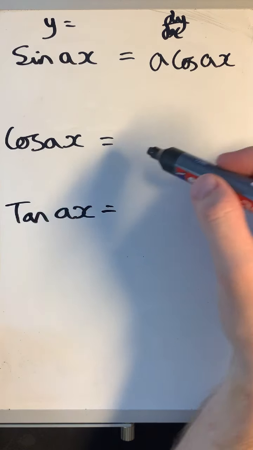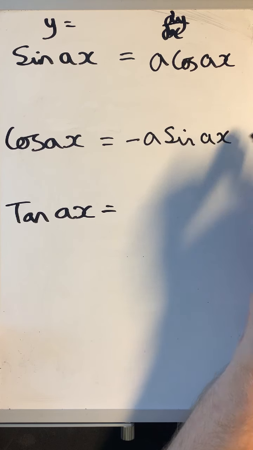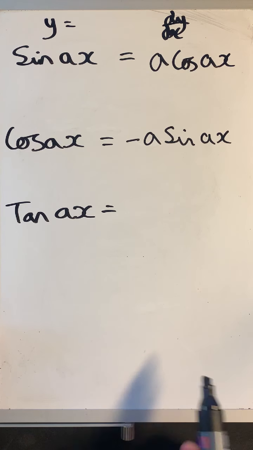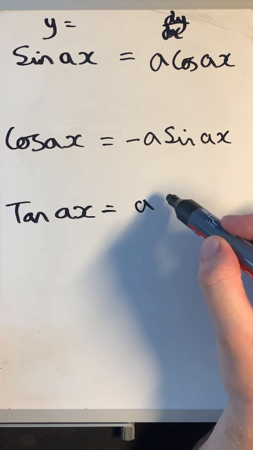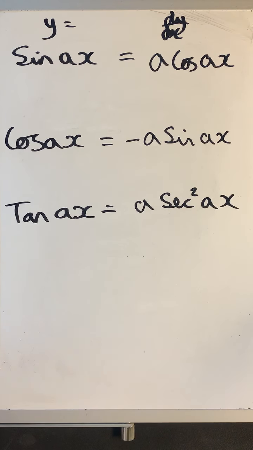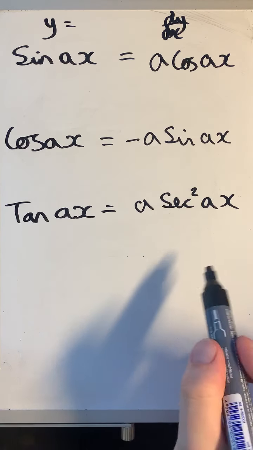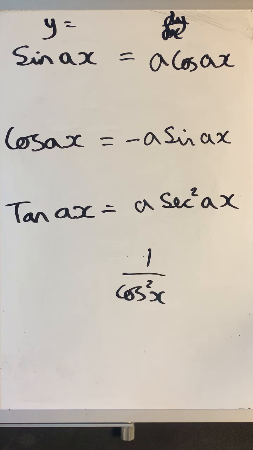When we differentiate cos ax, we get minus a sine ax. And when we differentiate tan ax, we get a sec squared ax. You might remember, if you've looked over the trigonometric equations lecture, that sec squared x is the same as 1 over cos squared x. There's a way of proving that by using the quotient rule.